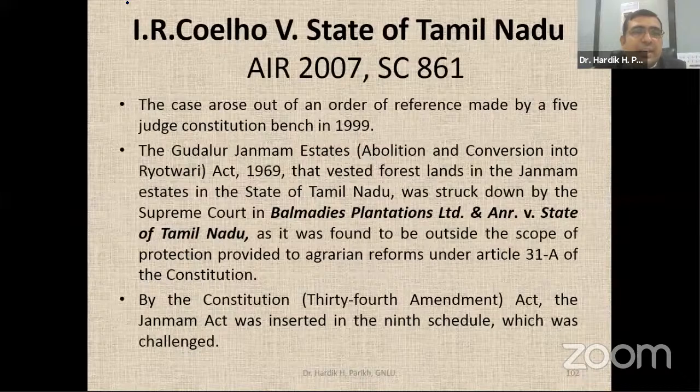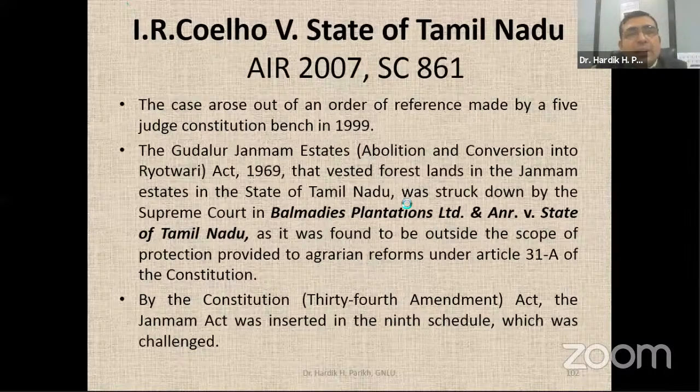And when the court gave the judgment, they repeated everything. So in case you are unable to read all previous judgments, you read this judgment only, IR Coelho versus State of Tamil Nadu, and you will find out that all the right to property jurisprudence is very well explained. I have the copy of the judgment. I will share this with you. And finally, this judgment also upheld whatever was stated in Kesavananda Bharati case.